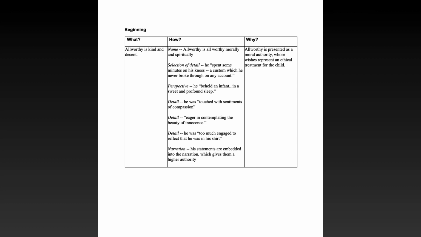And the narration itself, something I don't know if you noticed or not, but his statements are embedded into the narration. It's only Mrs. Wilkins who talks with dialogue. His statements are all narration, which I think lends some authority to what he thinks, as if it should be a given, the way it is. It's coming from the narrator, not from his mouth. Okay, so what does this have to do with the thesis? Well, Allworthy is presented as a moral authority whose wishes represent an ethical treatment for the child. We see that compassion that he has.